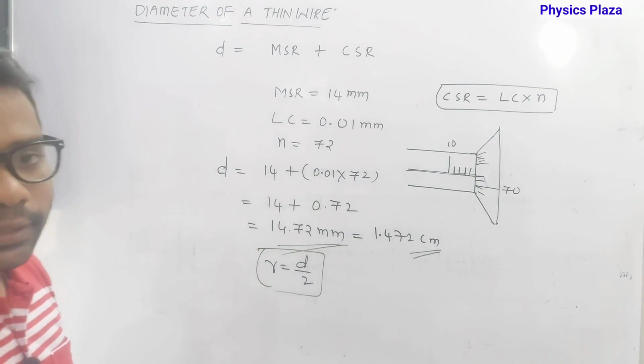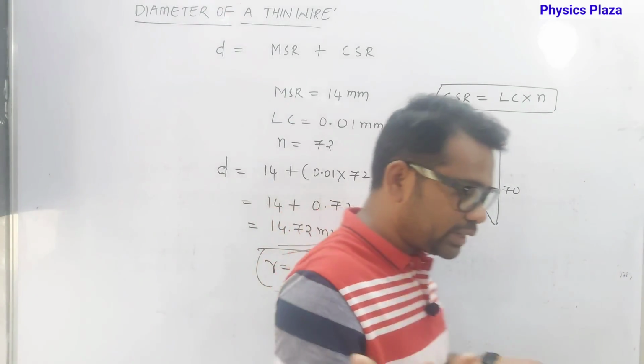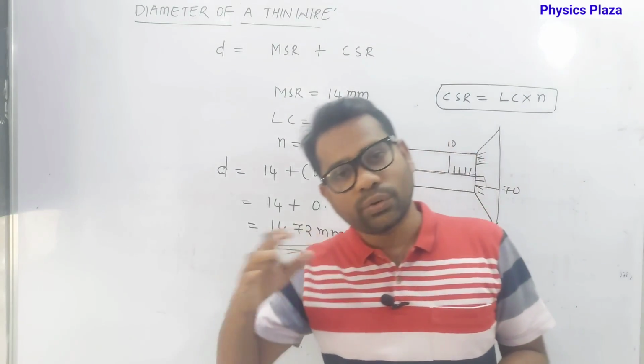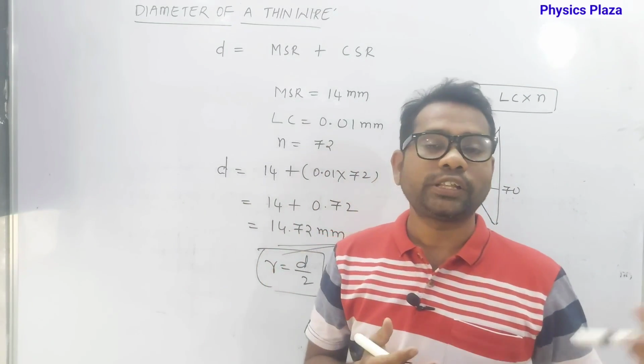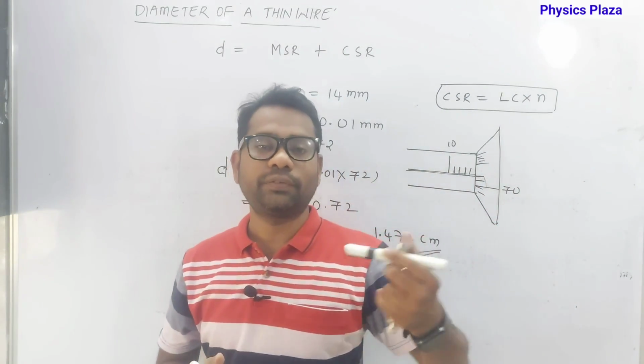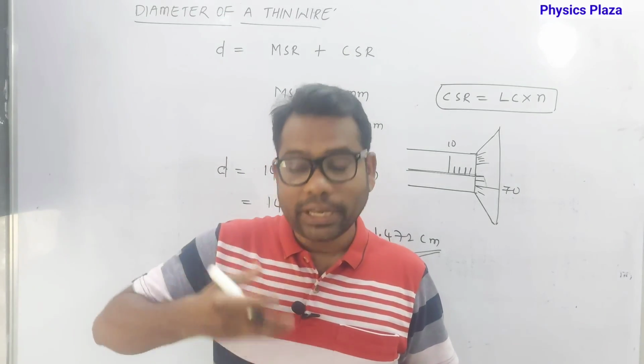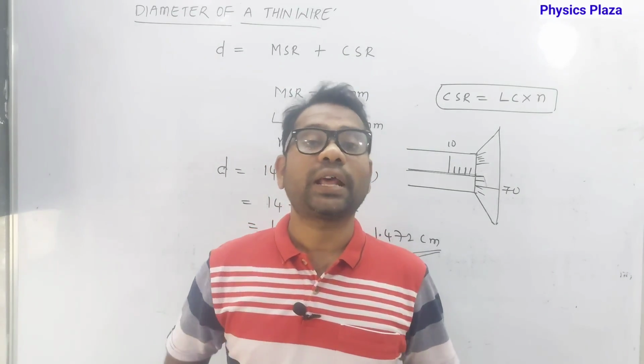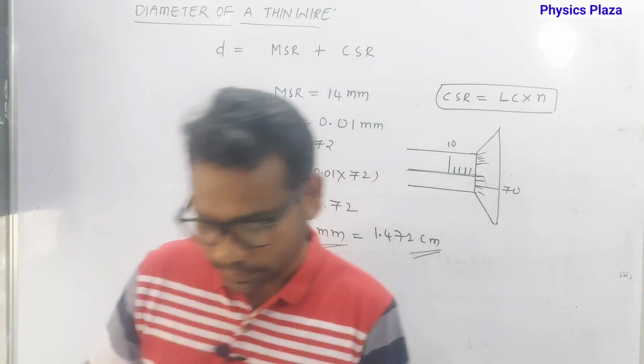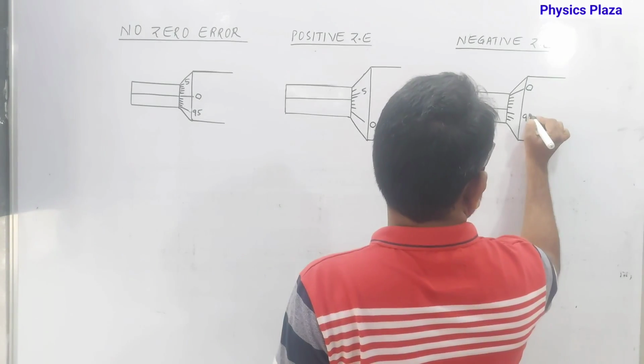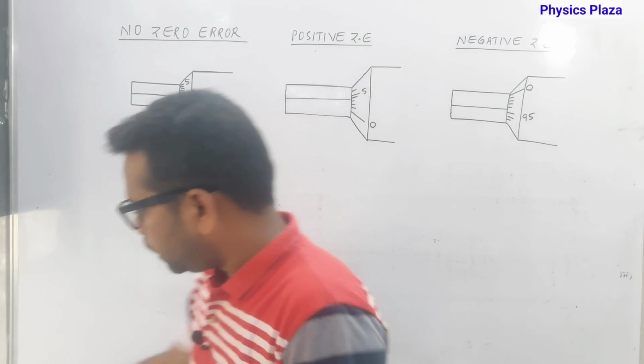Now we discuss the errors. If error is there, when can you say that there is no zero error? When can you say it's a positive zero error, when a negative zero error, and how is the correction done? Okay children, just copy it. So, 95.